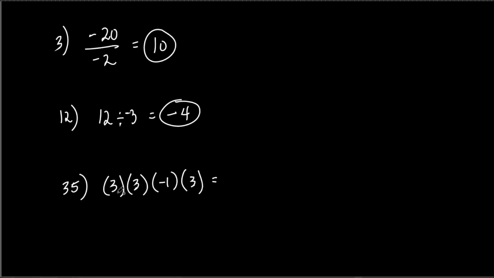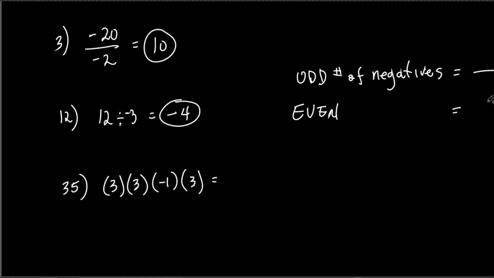Let's talk about this. This time I've got 4 of them. 3 of them have the same sign, 1 of them has a different sign. So here's another rule for you. If you have a whole bunch of numbers being multiplied together, take a look at how many negatives you have. If you have an odd number of negatives, your answer is always going to be negative. So let's write that down. Odd number of negatives, your answer is always going to be negative. If you have an even number of negatives, your answer is always going to be positive.